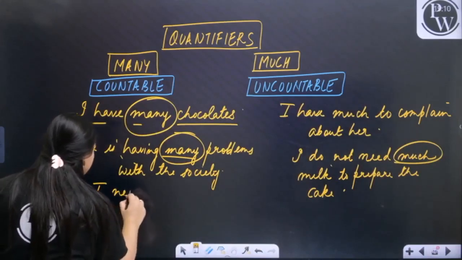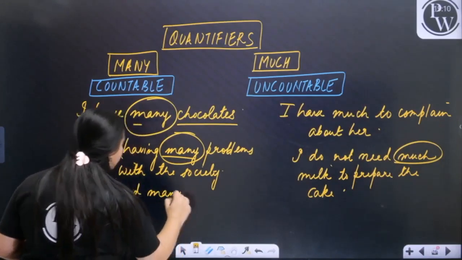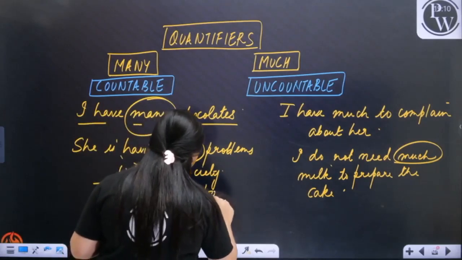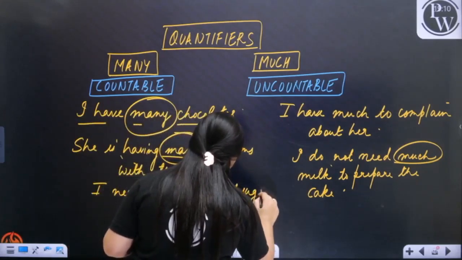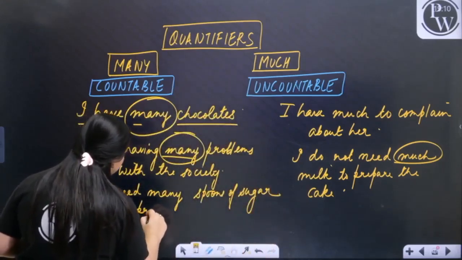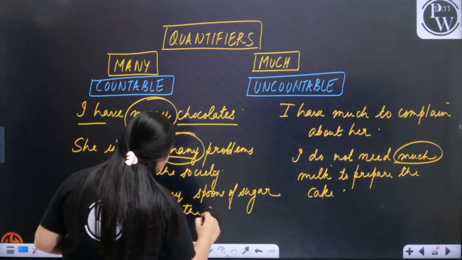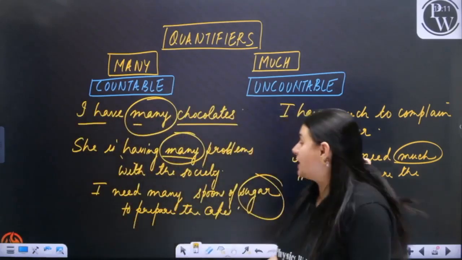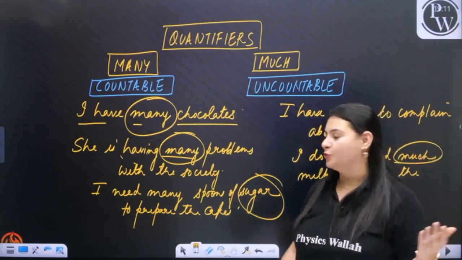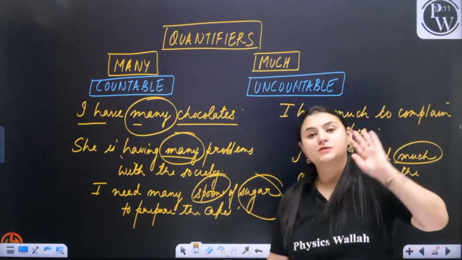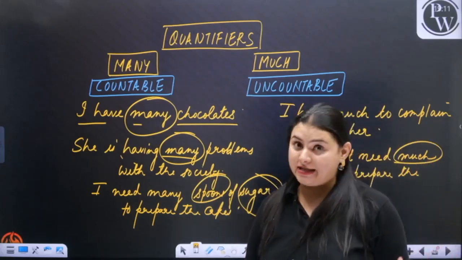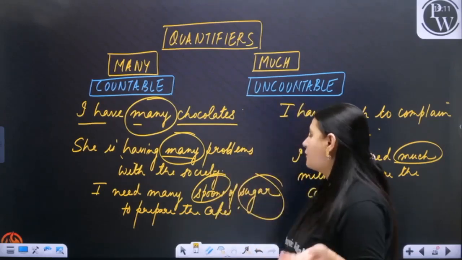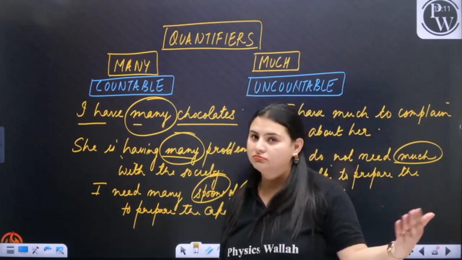I need many spoons of sugar to prepare the cakes. Now, sugar is uncountable. Then why did I use many with it? Because I was using spoons. Many spoons of sugar. I cannot count sugar, but certainly, I can count the spoons. That is why I can use many with it. I need many spoons of sugar to prepare the cake. Okay. Now, let's move further.